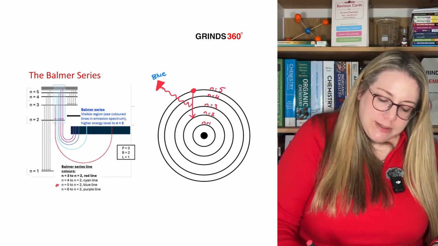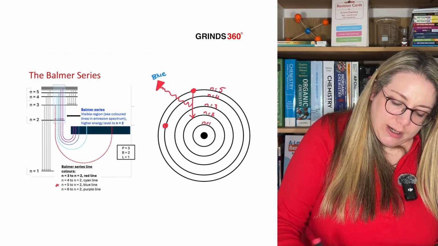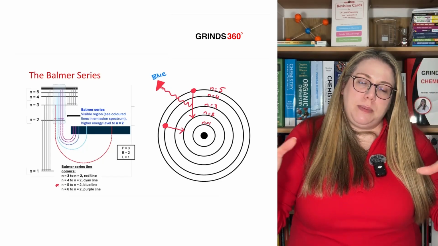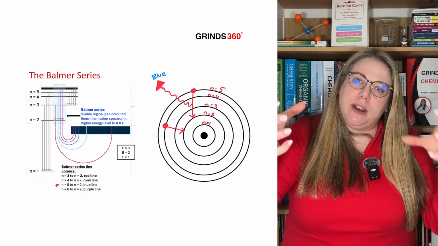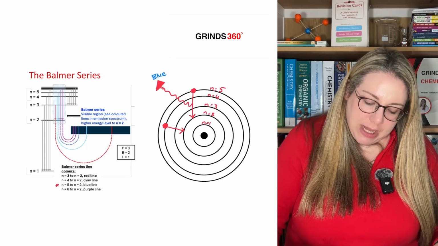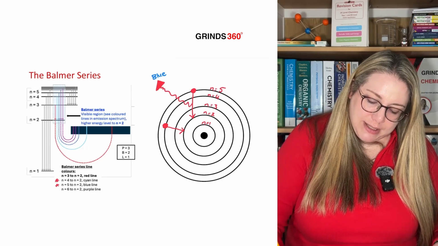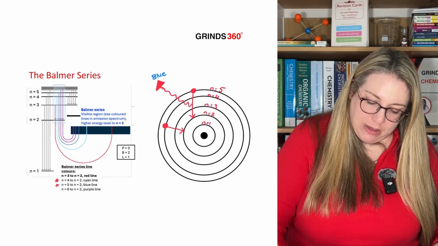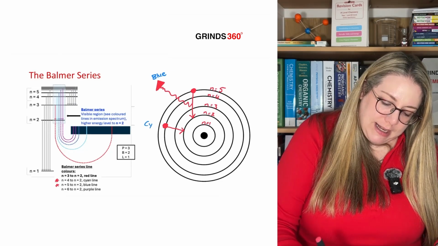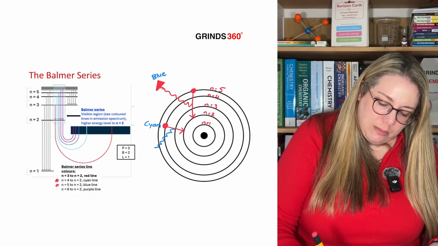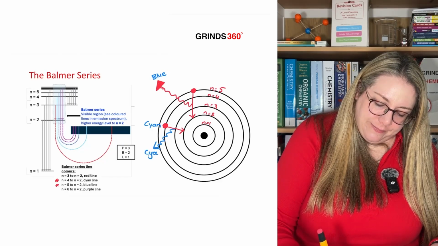If your electron is falling from n is equal to 4 to n is equal to 2. Now, this will be a smaller transition because your energy levels are closer together. But still, n is equal to 4 to n is equal to 2, that will give us a cyan line. So that would be cyan. Cyan is actually one of my favorite colors. It's like a greeny blue. So the photon that will come off there is cyan.